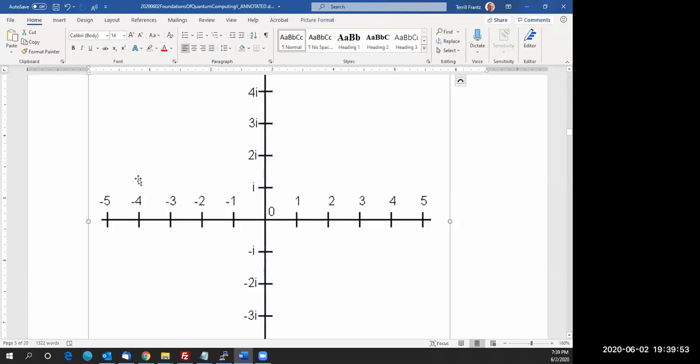Now, if I had -4, 3i, it would be here. The distance would be 5. If I had 4, 3, it would be here, the distance would be 5, and if I had 4, -3, the point would be here, and the distance would still be 5.